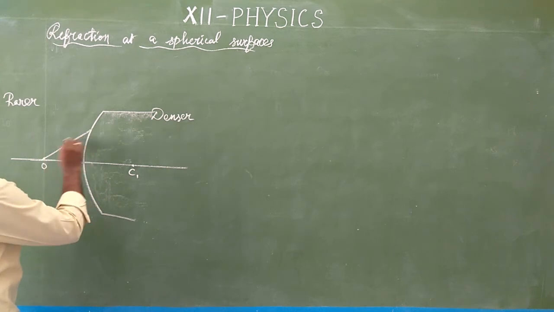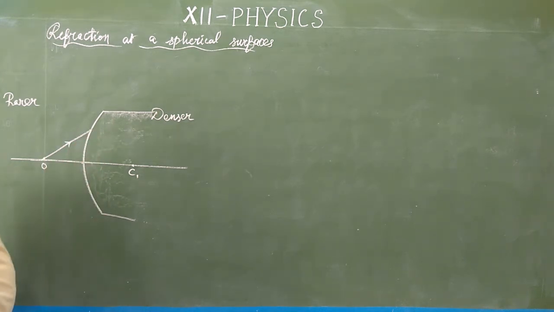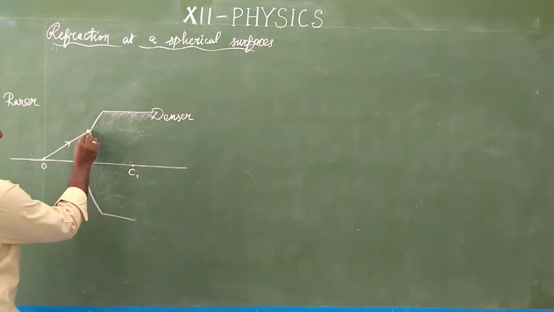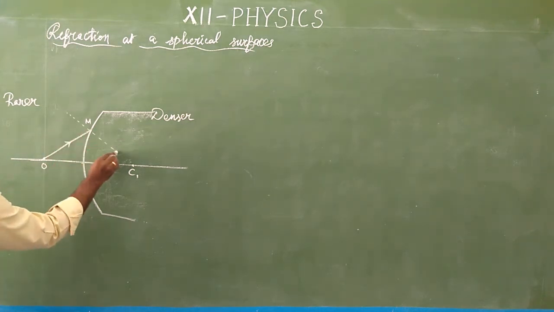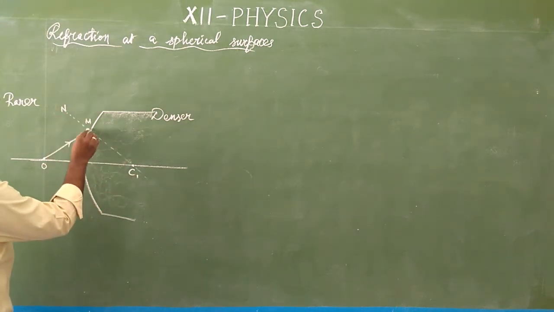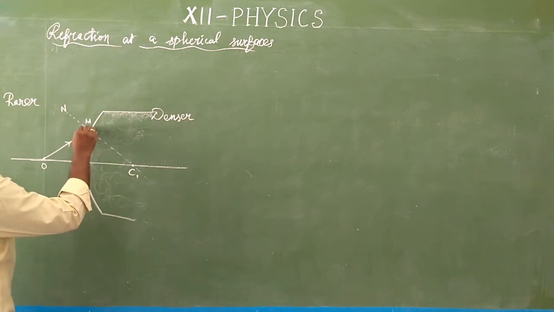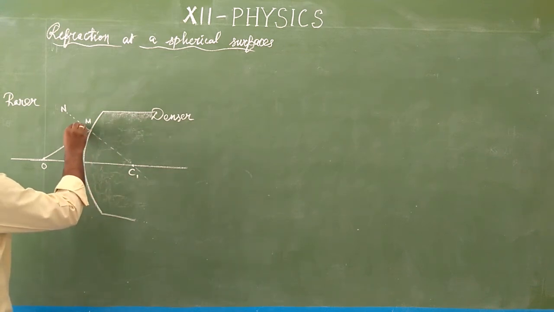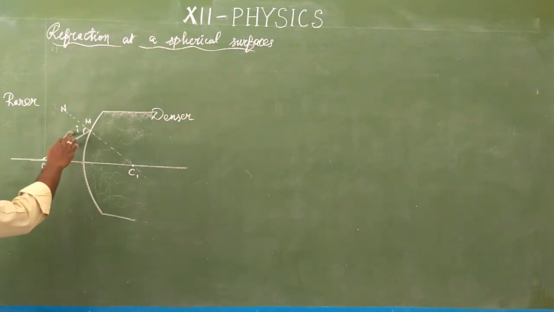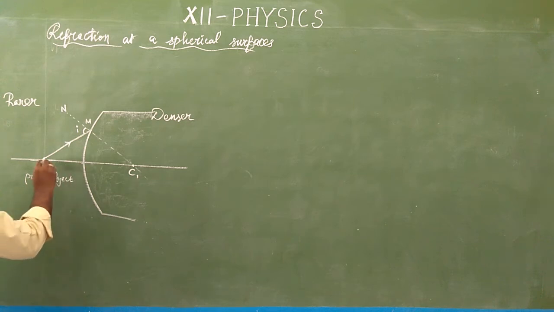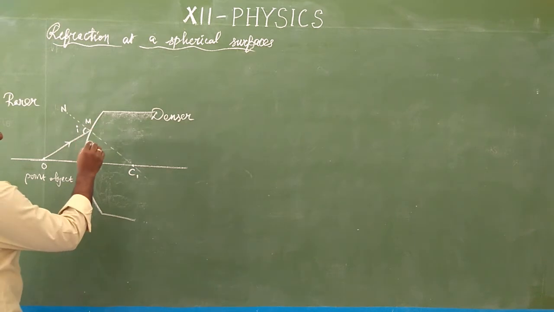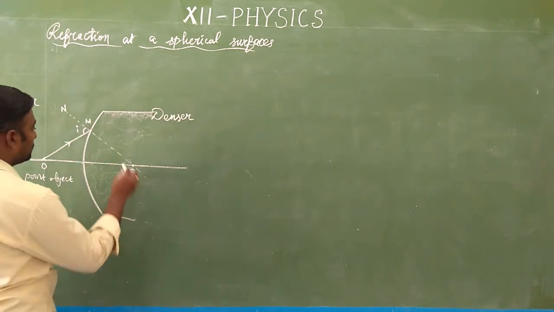Imagine this is a denser spherical surface. Once the light enters from a rarer medium to a denser medium, what happens to the ray? Does it bend towards the normal or away from the normal? Rarer to denser, towards the normal. First, from the point of incidence M to the center of curvature, we draw a normal. To the normal, the incident ray makes an angle, that is i, the angle of incidence, because O is a point object. The incident ray strikes the spherical surface at M, and the ray gets refracted, bending towards the normal.